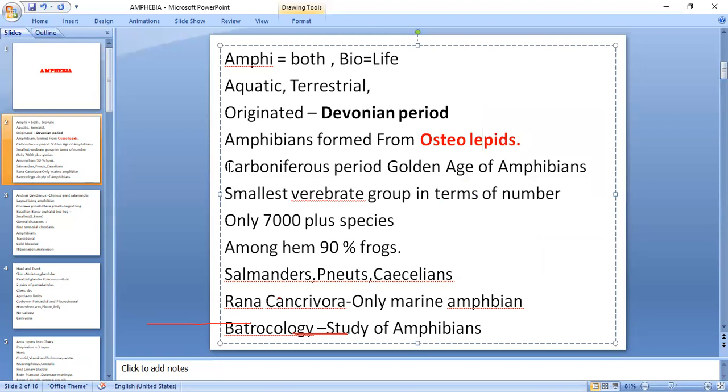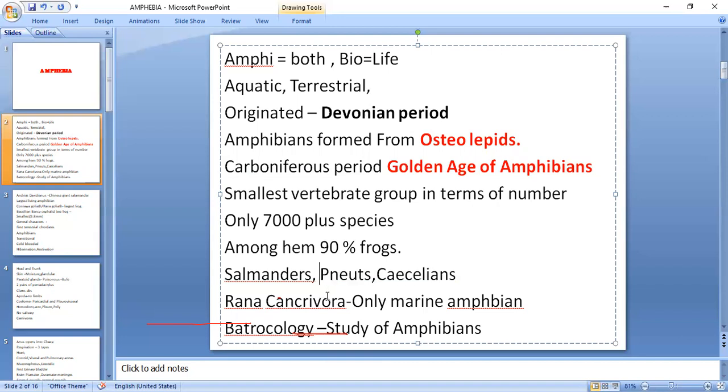The Carboniferous period is generally regarded as the golden age of amphibians, because in this period the number of amphibians increased a lot. This is the smallest vertebrate group in terms of number, with a total of 7000 plus species. Out of those, 90% of amphibians are frogs. Amphibia includes salamanders, newts, caecilians, and frogs also.